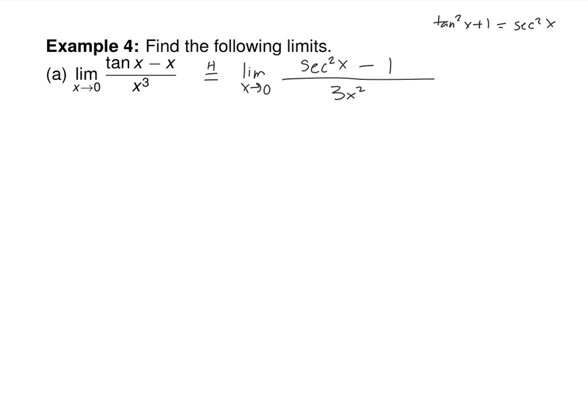So is it still 0 over 0? It is, because when you plug 0 into secant, what do you get? 1, and 1 minus 1 makes 0, right? So apply the rule again. Now, the tricky thing is taking the derivative of secant squared, not so easy, right? Bottom is 6x. So if you differentiate secant squared, that's 2 secant x times secant x tangent x.